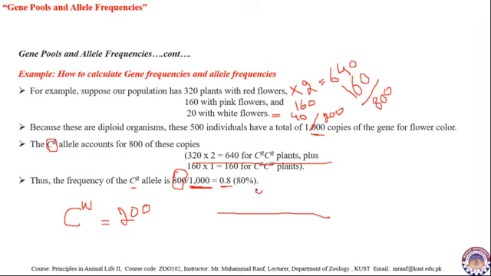We will write it here. It has 200 copies, divided by the number of all the alleles for that particular trait, which is 1000. And here you will get 0.2. And if you want to get this value in percent, multiply it by 100, and you will get 20%.